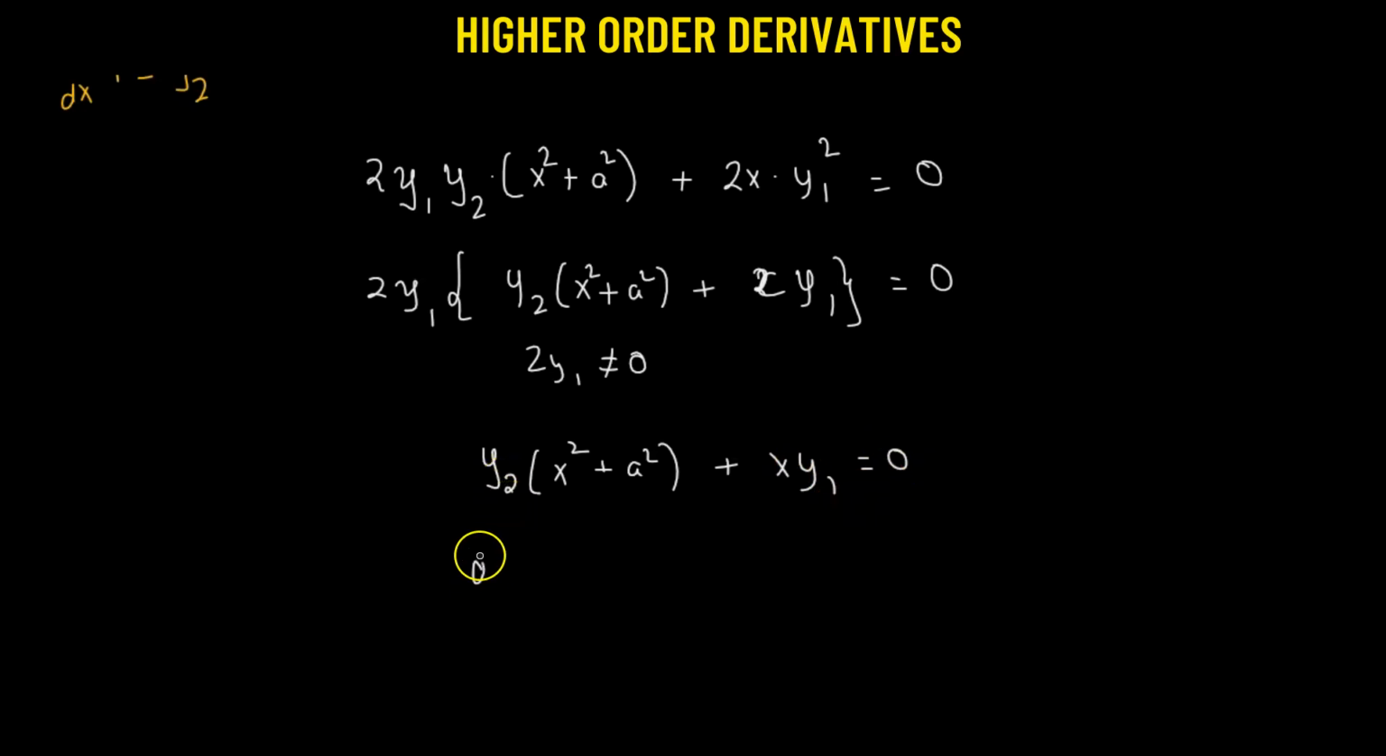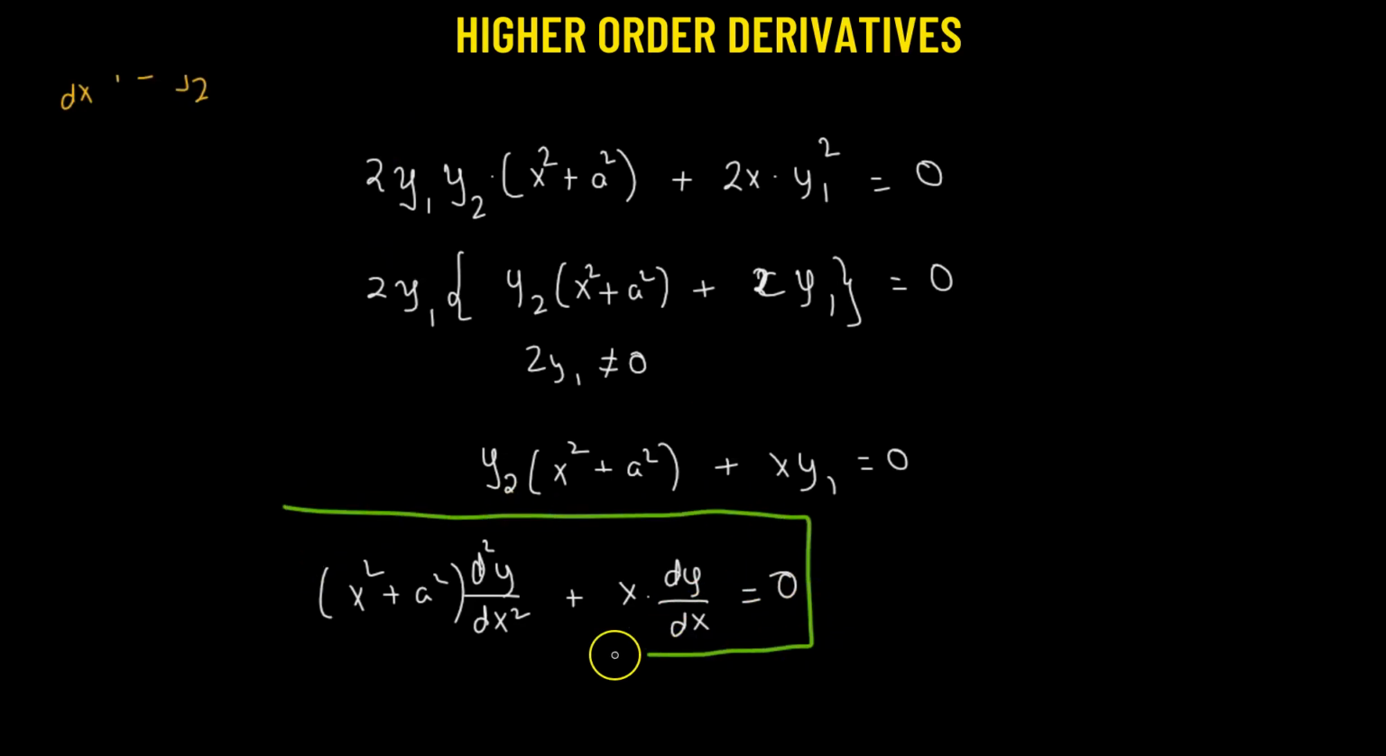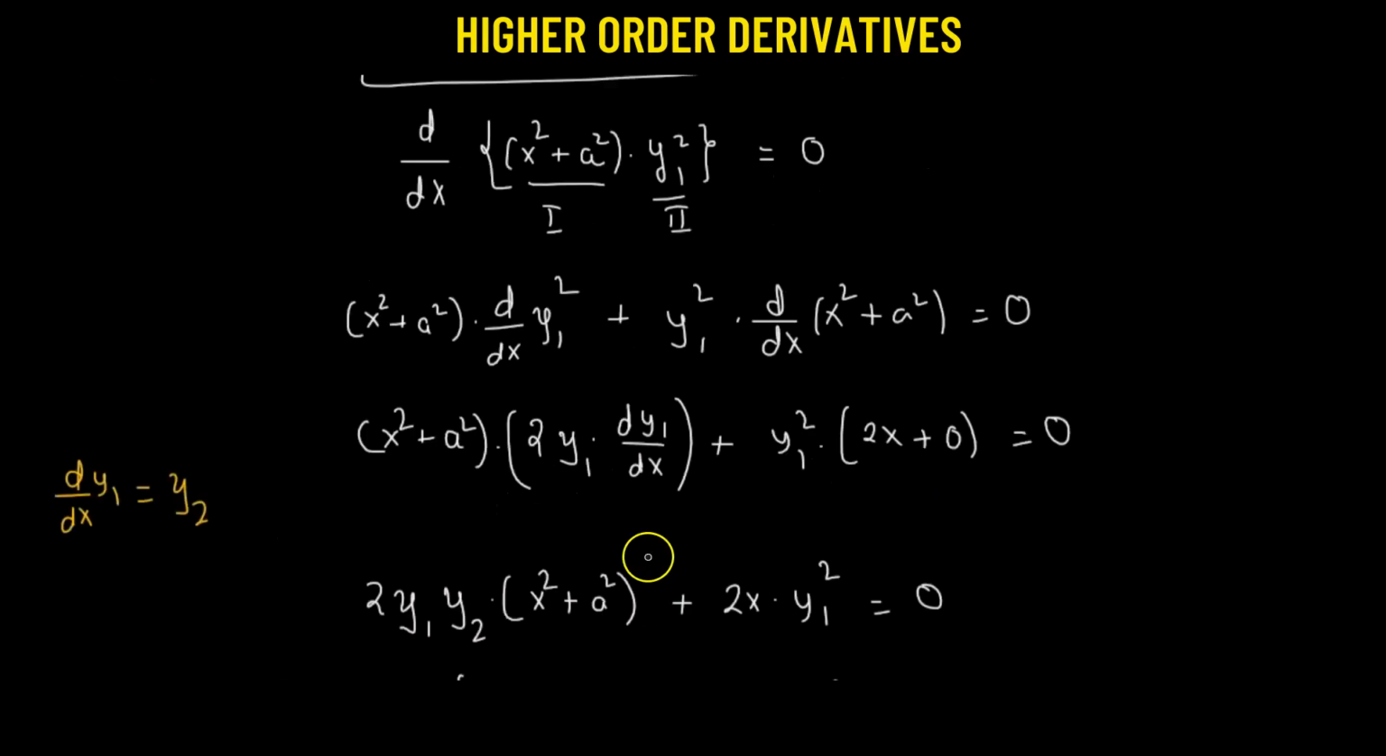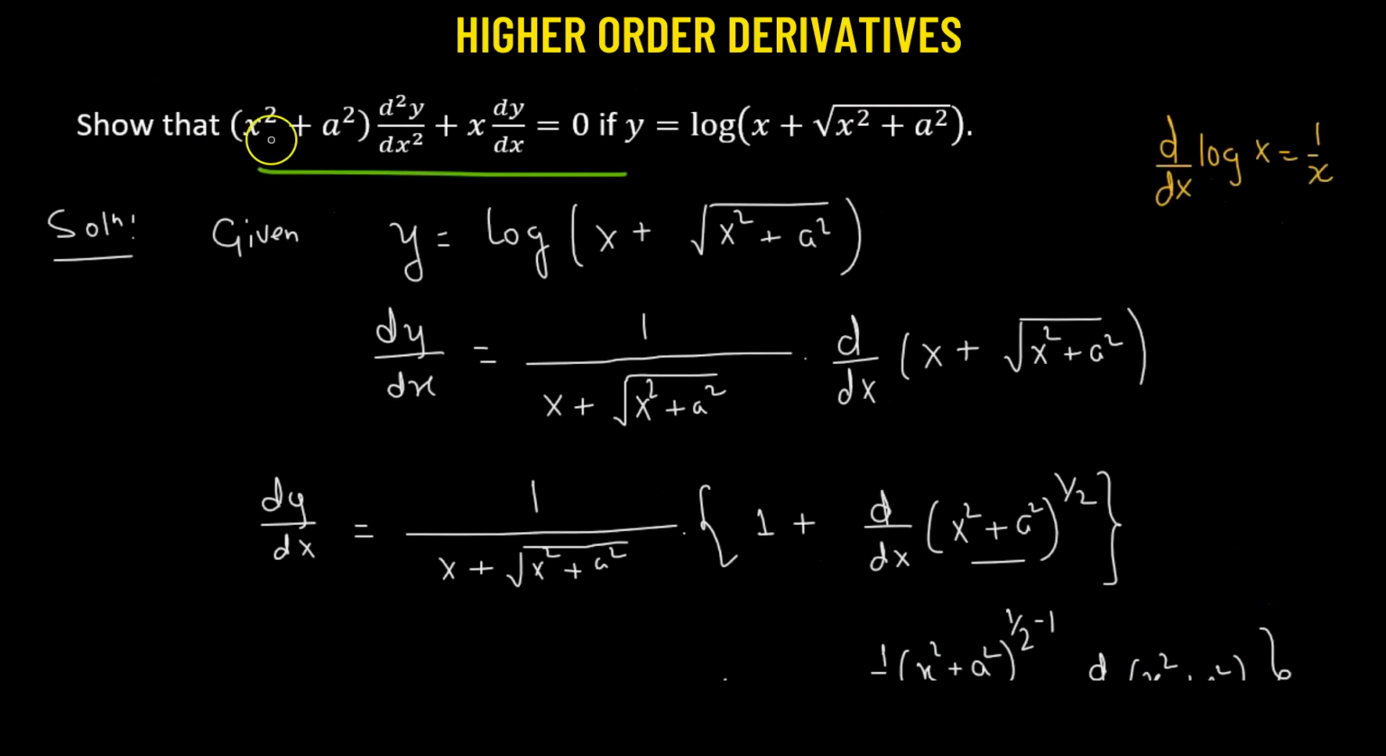Now y2 is simply the second derivative of y with respect to x, and we have x squared plus a squared multiplied by it, plus x times y1, which is the first derivative of y with respect to x. So this was what we were asked to prove. So let's verify that as well. We have x squared plus a squared multiplied by the second derivative of y, plus x multiplied by the first derivative of y. So x squared plus a squared times the second derivative of y with respect to x, plus x times the first derivative of y with respect to x, equals 0.